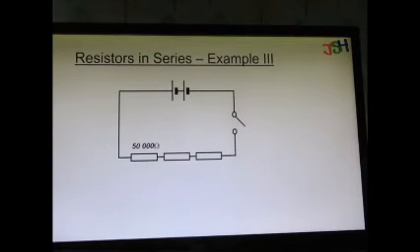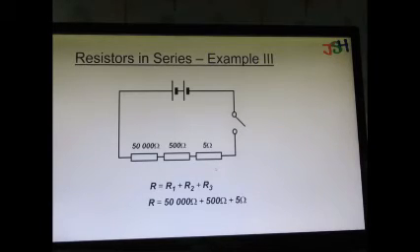Now, you've got another example there, with much bigger numbers: 50,000 plus 500 plus 5. Add them together. It doesn't change the fact that you just add them together, and that will give you a total of 50,505 ohms.